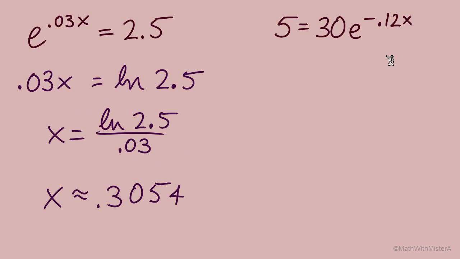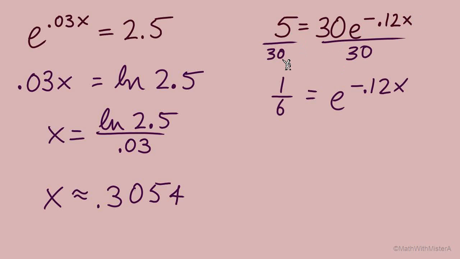In our example on the right, there's something that tells me I'm not quite ready to do the natural log, and it's this 30 multiplied to our exponential part. I would like to do a natural log only when I see e and the exponent, and no number out front. So I'm going to divide both sides by 30. I don't want to do any rounding, so I'm keeping the fraction 1/6. And on the right side, we're left with e to the power of negative 0.12x. Divided out that 30. Now we're ready for the natural log on both sides.